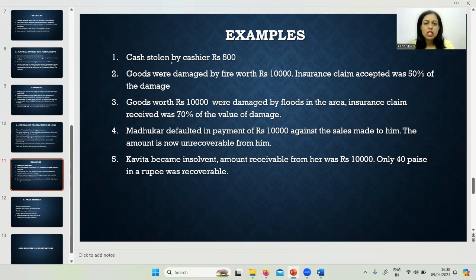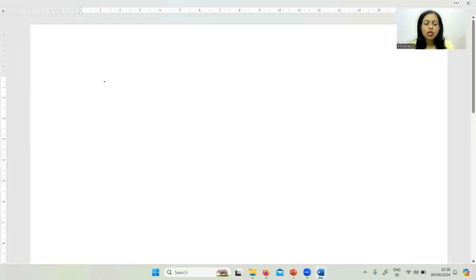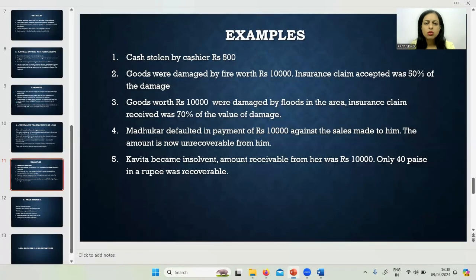First transaction here is cash stolen by cashier, 500. Now what has happened here? What kind of loss has happened? Can we write cashier account? No, cashier account has no meaning, because though the cashier has stolen it, the cashier is not going to make the payment to us, right? Some may say that this cashier account should be written. No, cashier account has no meaning. We have lost something, and that is cash. And this 500 rupees becomes our loss.